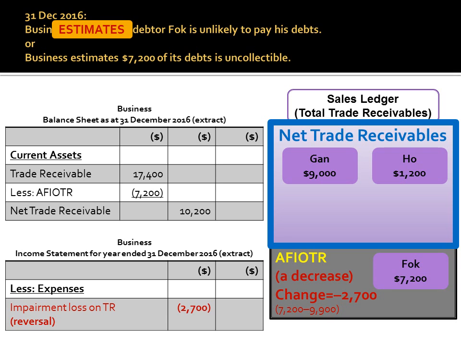At the same time, we would need to record the decrease or the change in the allowance for impairment of trade receivable account. This change of negative $2,700 will be recorded in the impairment loss on trade receivable account. Since this is a negative change, we would record it as a reversal on the impairment loss on trade receivables account. Again, take a look at how the allowance for impairment of trade receivable account is different from the impairment loss on trade receivable account.